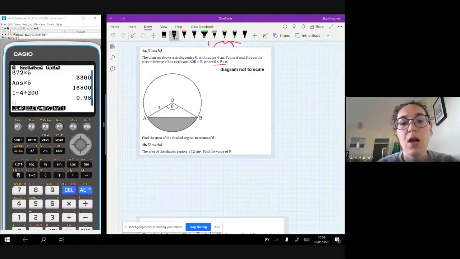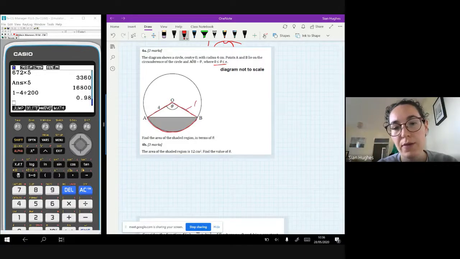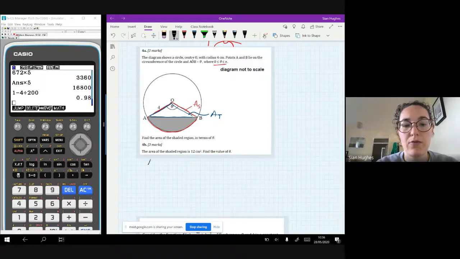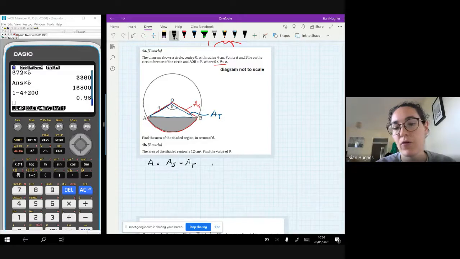So it asks us about the area of the shaded region, so this bit here. What we can see is the shaded region comes from the area of the sector that I've just drawn out in red, taking away the area of the triangle that I've drawn in blue. So I can write area equals area of sector minus area of triangle. And you get a method mark for trying that approach.